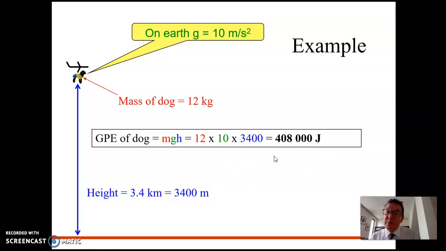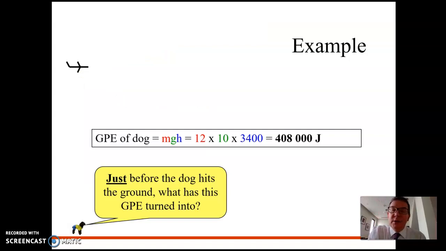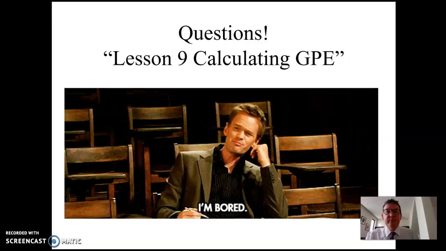Okay, so that's basically what I'm going to ask you to do today. I'm just going to make you think about something ready for tomorrow. So if the dog's thrown out of the aeroplane and it starts off with 408,000 joules of gravitational energy, how much gravitational energy does it have just before it hits the ground? So if you imagine just a fraction before it hits the ground, what has that gravitational energy turned into? And that's what we're going to talk about tomorrow.